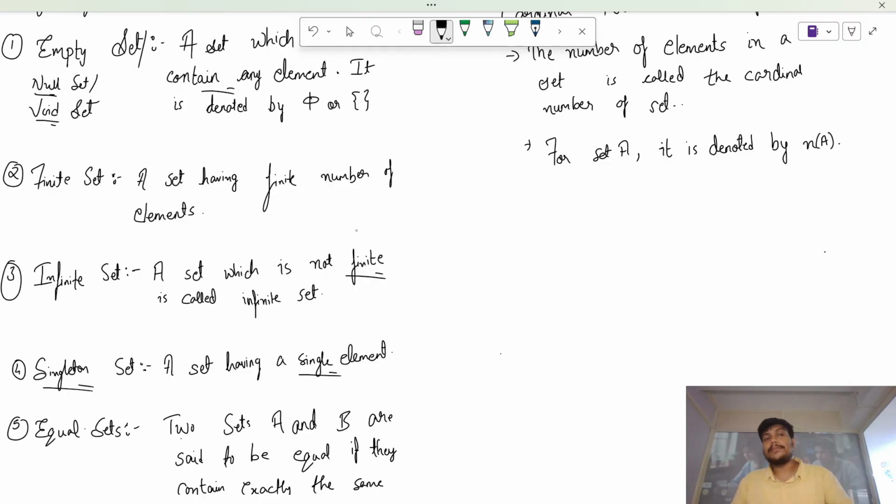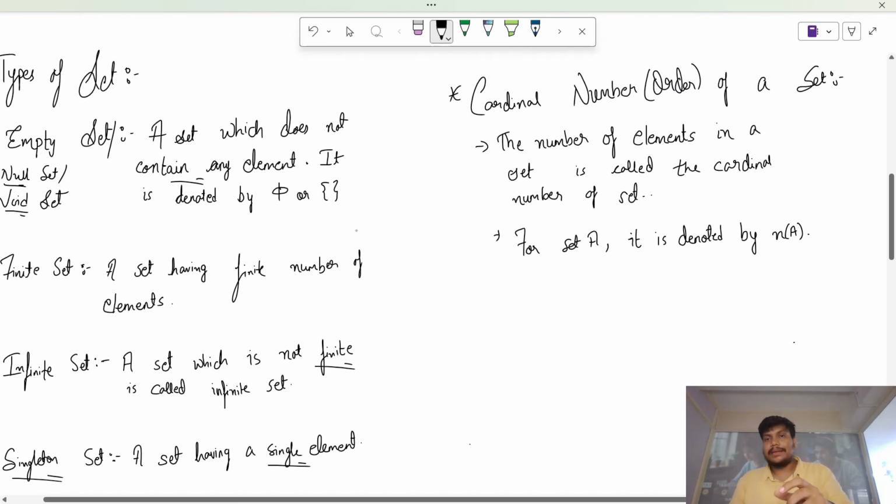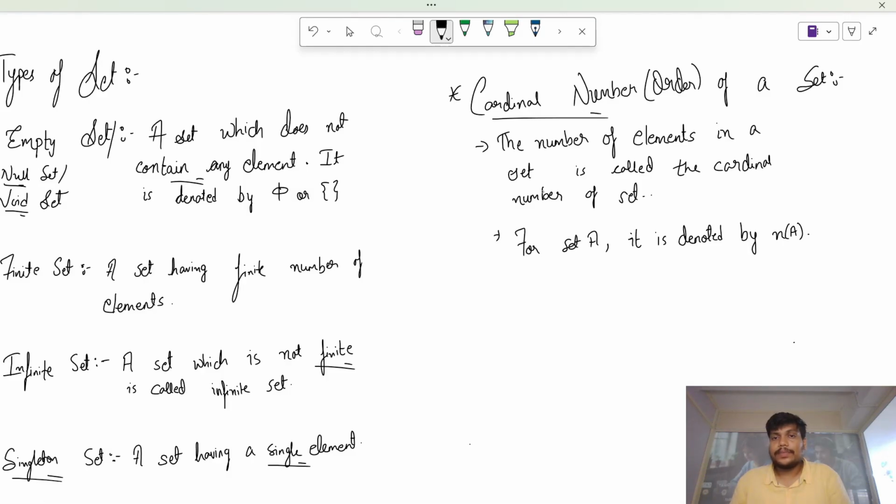So now there are some number of elements present in the sets, and we call that number of elements the cardinal number. So what is a cardinal number? The number of elements in a set is called the cardinal number of a set. Whatever the number of elements there are, we have a particular word for that, which is cardinal number.